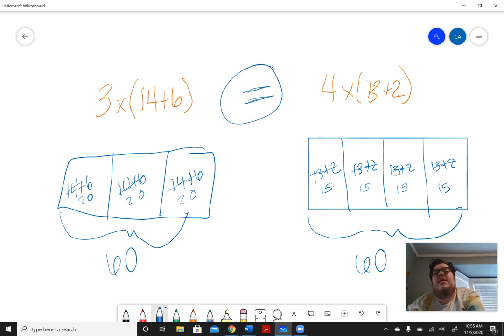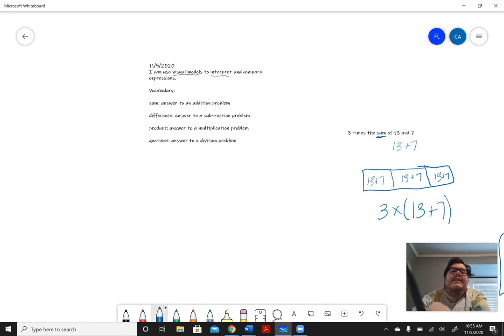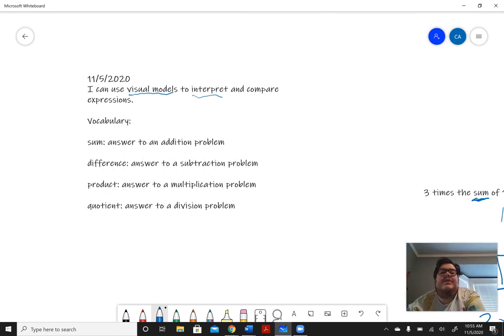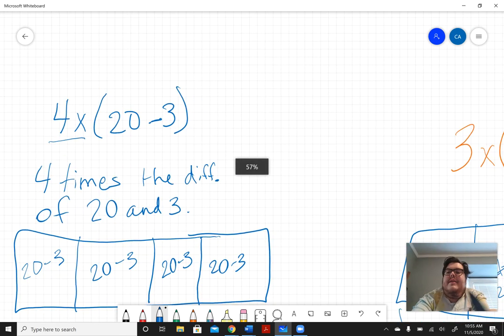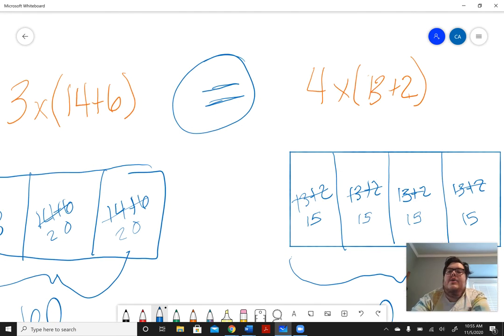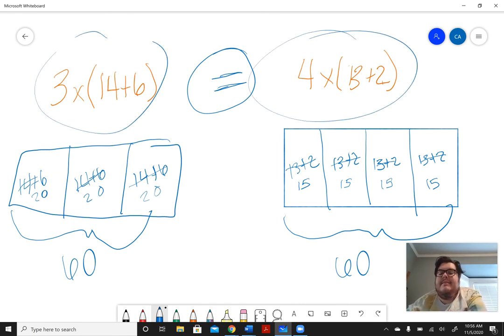All right, let's check that learning objective and see how we did. It says I can use visual models to interpret and compare expressions. I think we completed that goal in this section, where we used visual models to interpret our expressions and then to compare them.